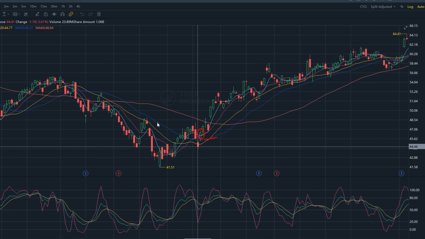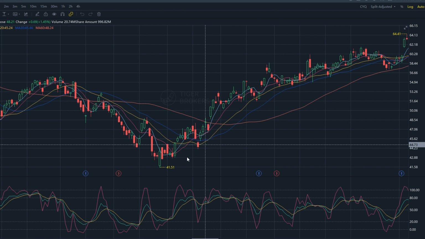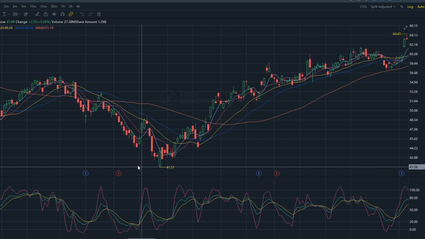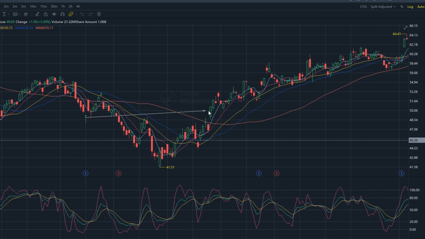But the reversal hasn't been fully confirmed yet. It still hasn't broken above resistance. So at this point, it's not the safest entry. Does that make sense? When is the best time to buy? It's when the price breaks through resistance. Why? Because this resistance is very strong.